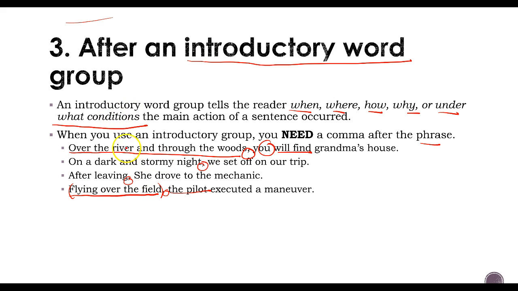Anytime you start a sentence with a phrase like this that specifies when, where, how, why, or under what conditions the main action of a sentence occurred, you need a comma after that introductory idea.